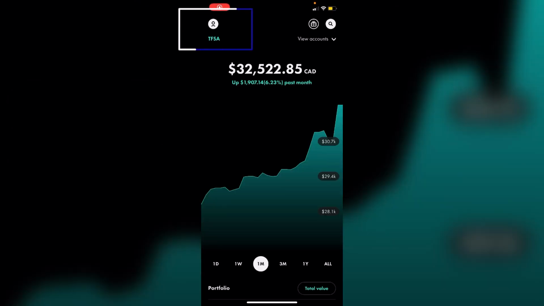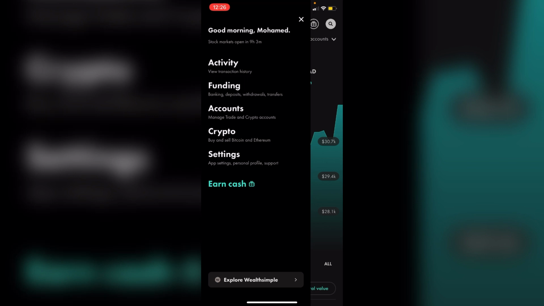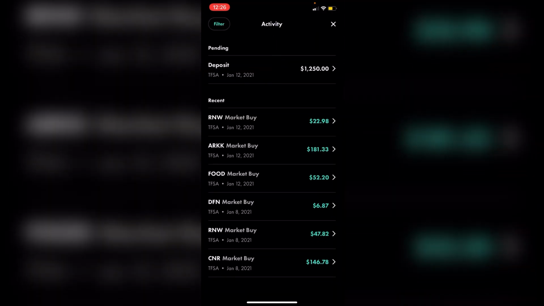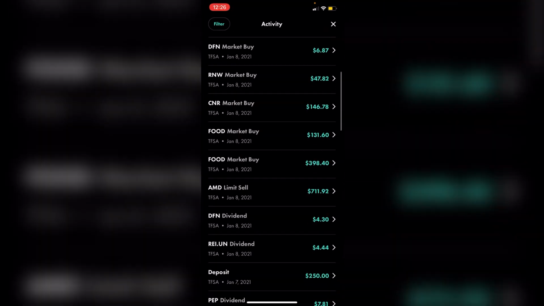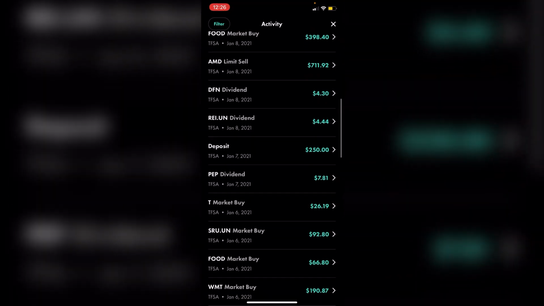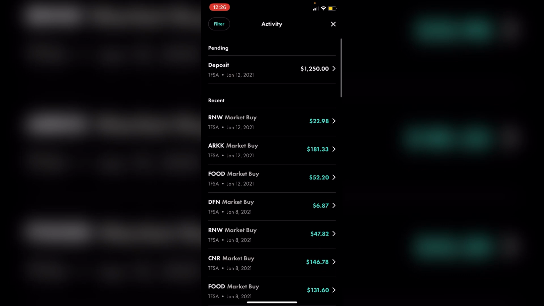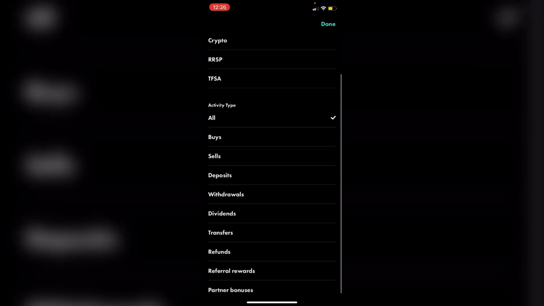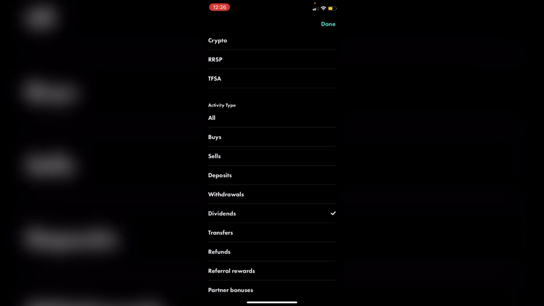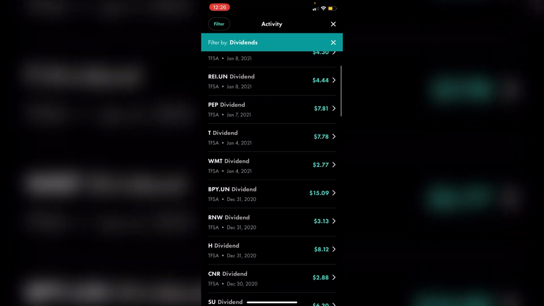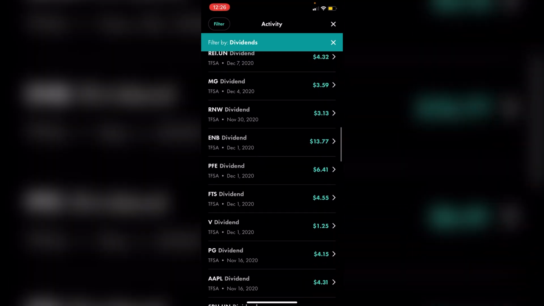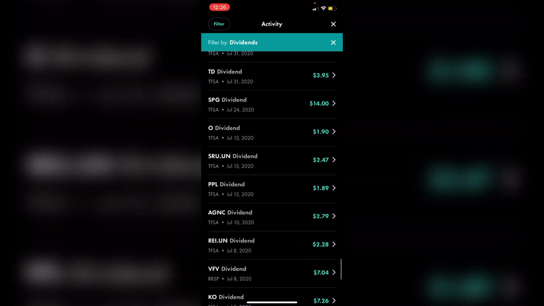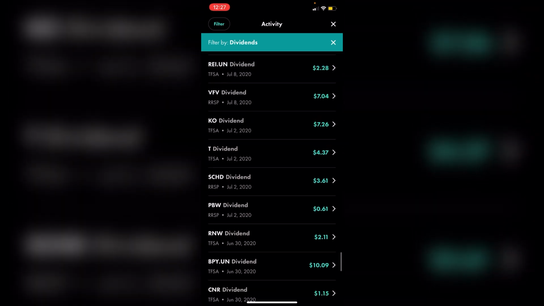Next, guys, if we go to the profile picture over here and go to activity, it will show you exactly everything you've been doing: your market buys, sells, your dividends. If you go to the left corner where it says filter, it will show you exactly what you need to see. So let's look at the dividends. This shows me all the dividends I have received, and as you can see, you can go all the way back to 2020.